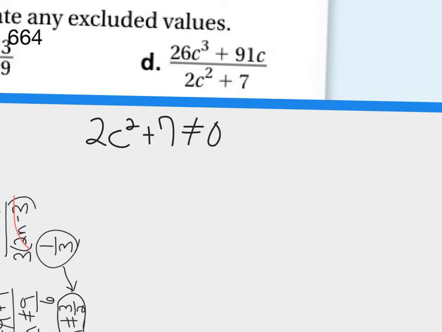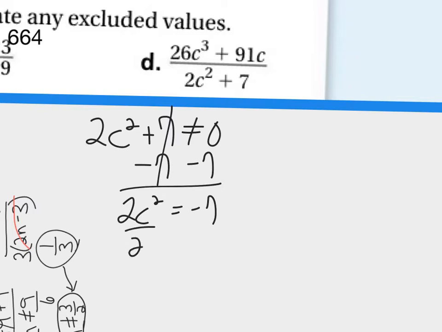So denominator can't equal 0. We subtract 7. Divide by 2. You can leave that as a fraction, or you can divide that out. Okay, and backing up here for a minute, I did put equals instead of not equals.